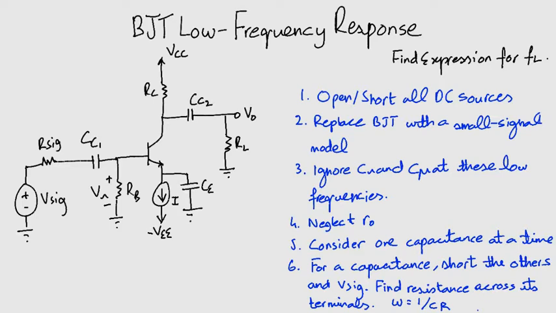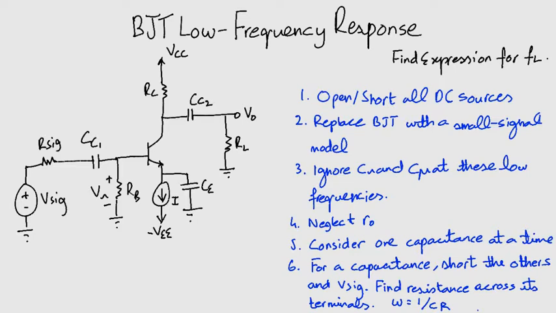The first step is that you have to open or short all the DC sources. In our diagram, we have to short VCC and VEE and open I. Secondly, you have to replace the BJT with a small signal model of your choice, and you have to ignore C-pi and C-mu. For simplicity's sake, we are going to be neglecting R0 and Rx.